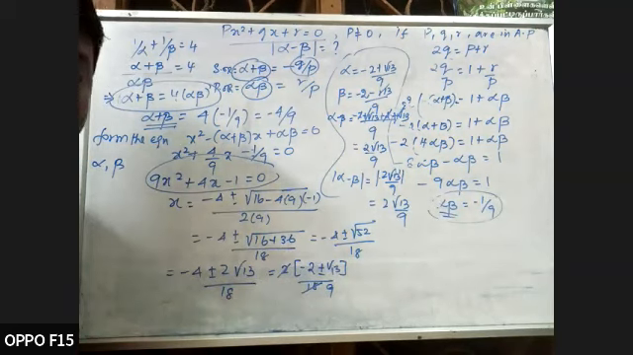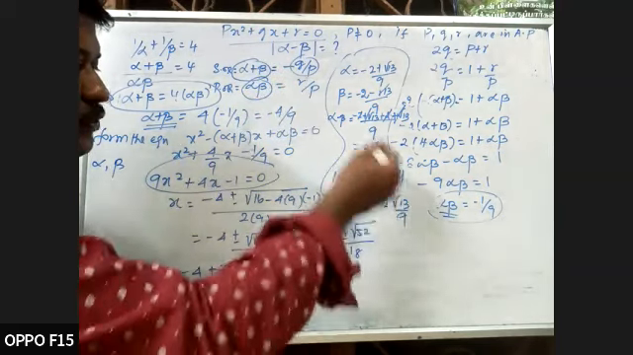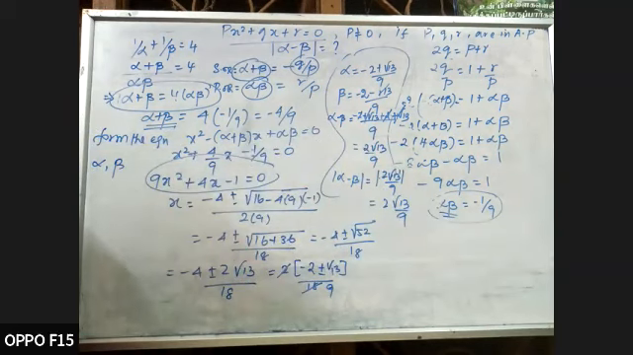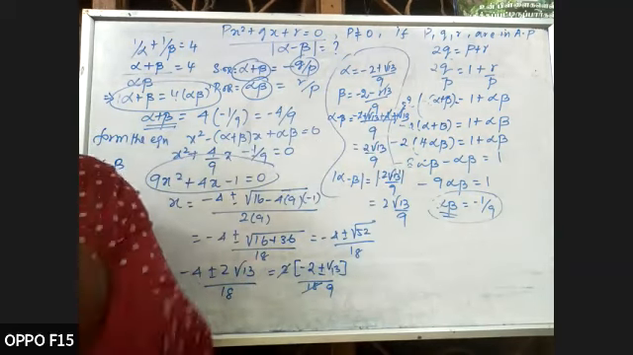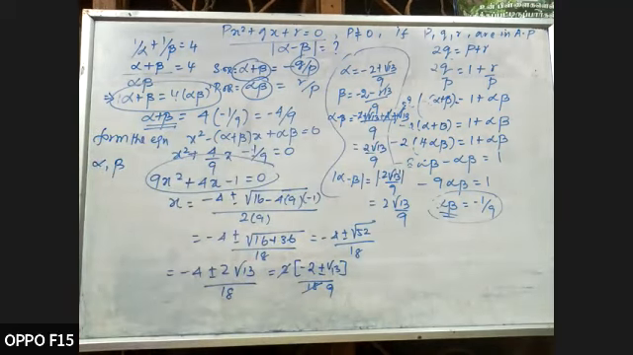One value is alpha, because alpha and beta are the roots of this equation. One value is alpha, another value is beta. Now you subtract these two things, we'll get 2 root 13 by 9. Please take down quickly. Now I will teach you how to solve quadratic equations very quickly.